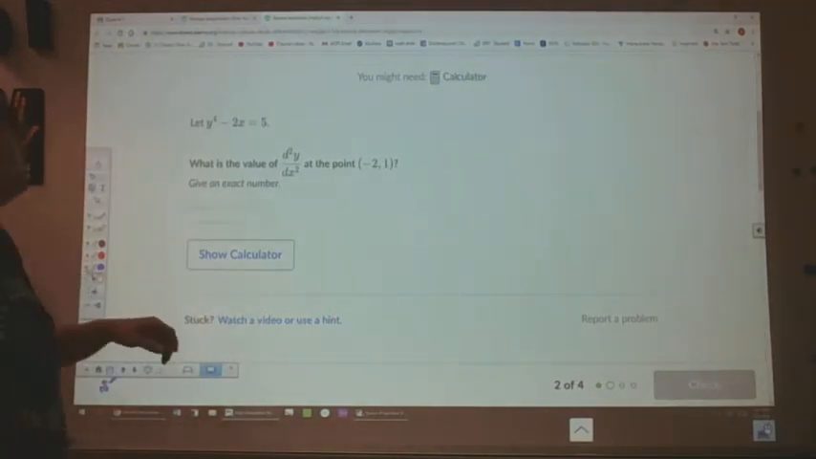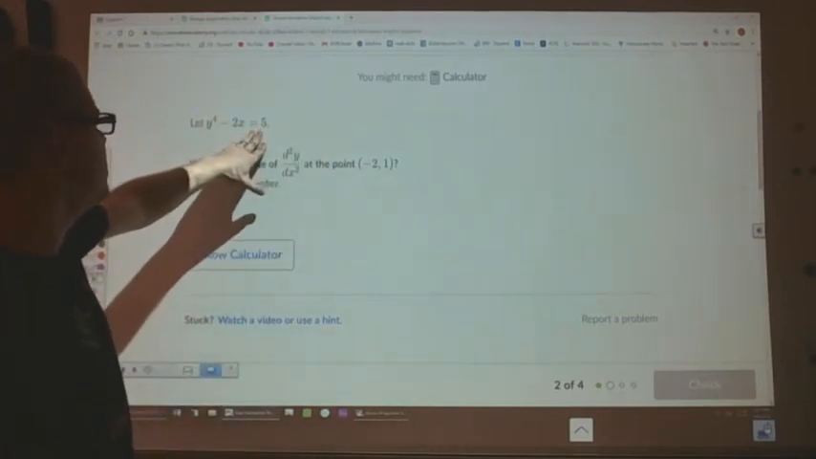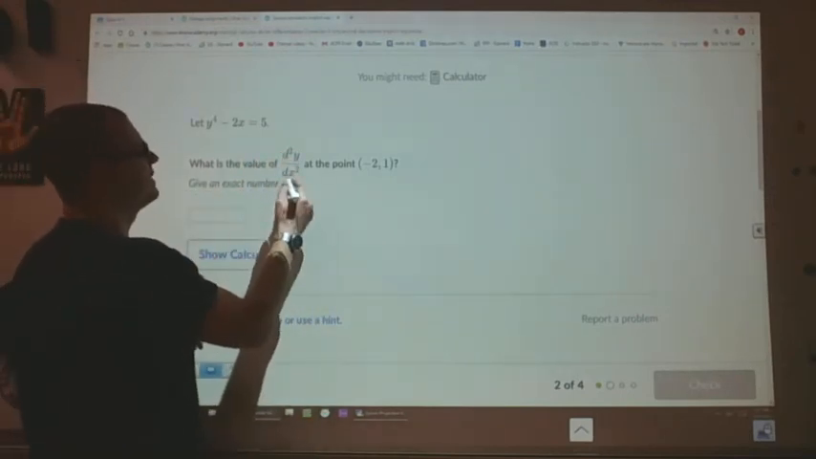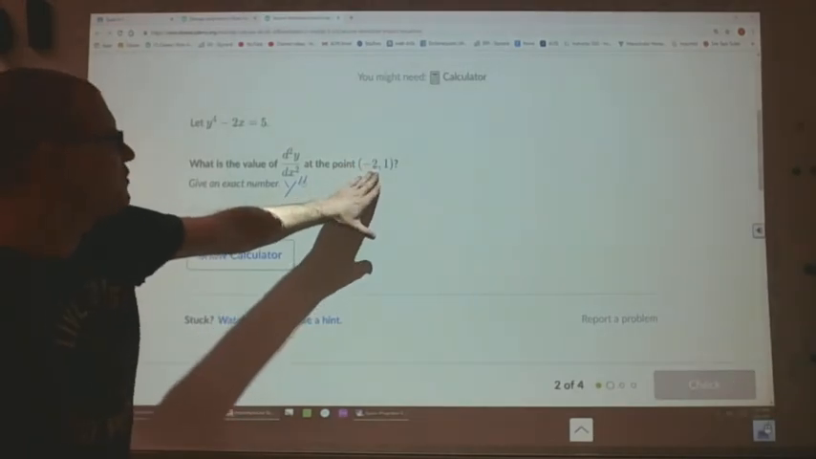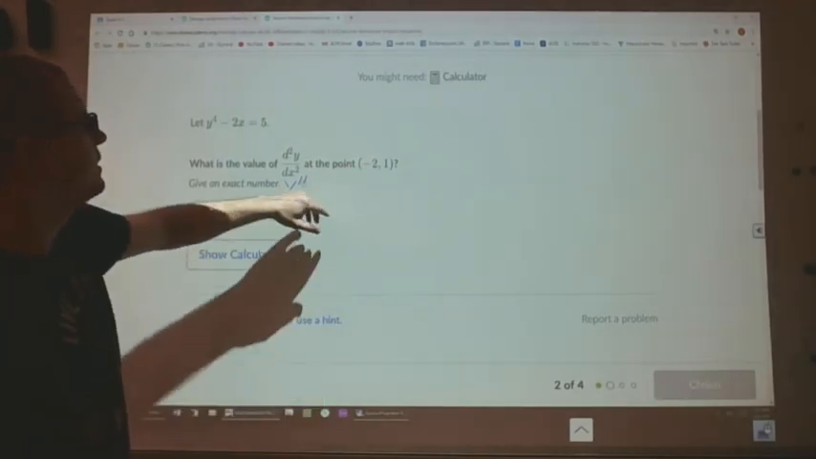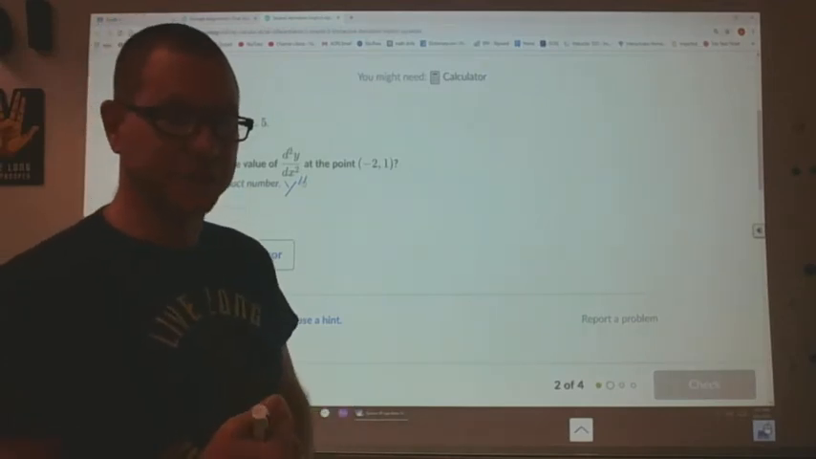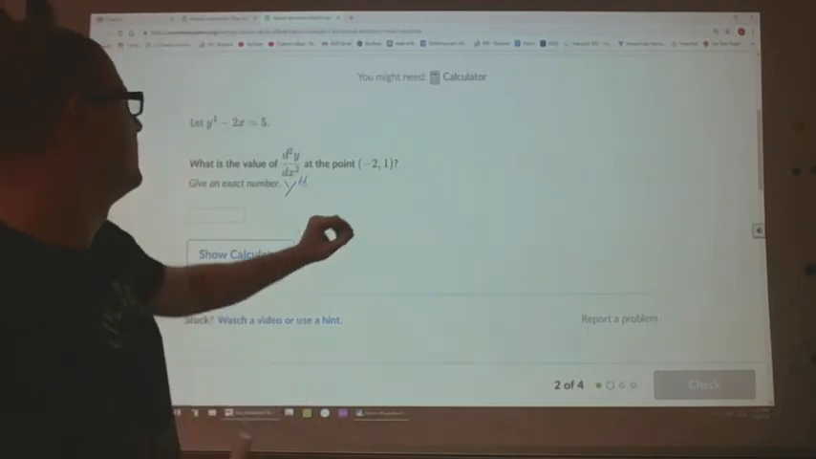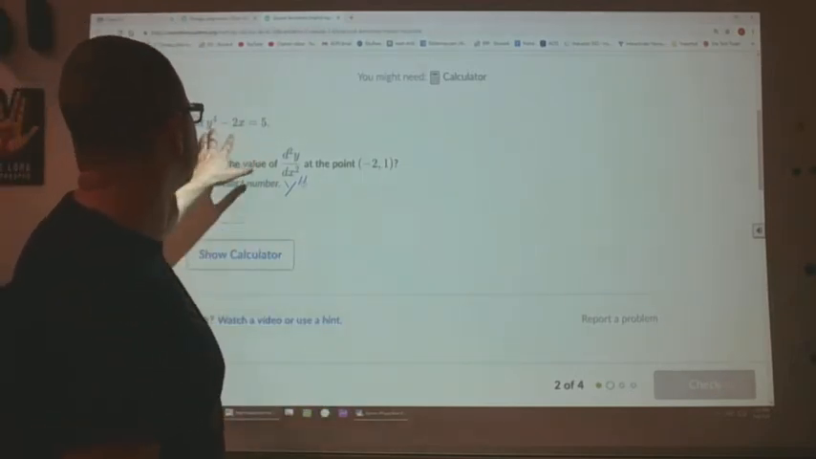So this one, you might need a calculator. Y to the fourth minus 2x equals 5. We want to know the value of the second derivative, so that's y double prime, at the point negative 2, 1. Which means first, I have to find the second derivative. Then, I will plug in x is negative 2, y is 1. So let's start there.